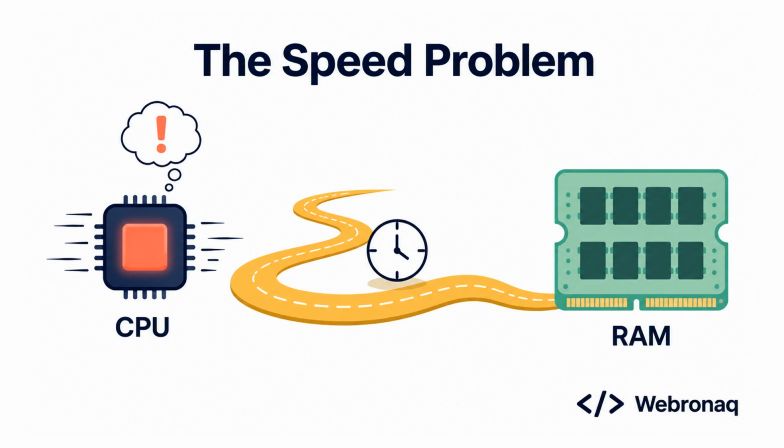So engineers asked a simple question. What if the CPU had a small notepad right next to it, where it could keep the stuff it uses most often? That notepad is exactly what we call cache.